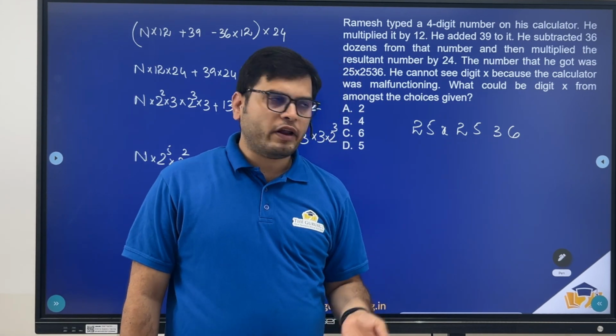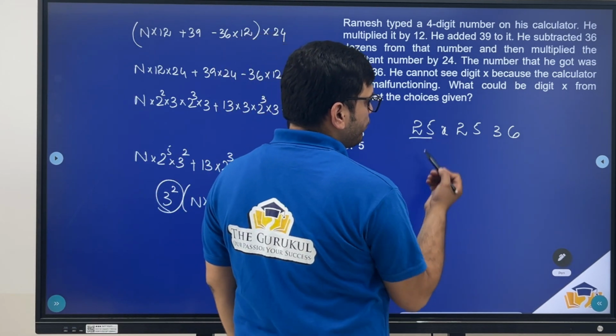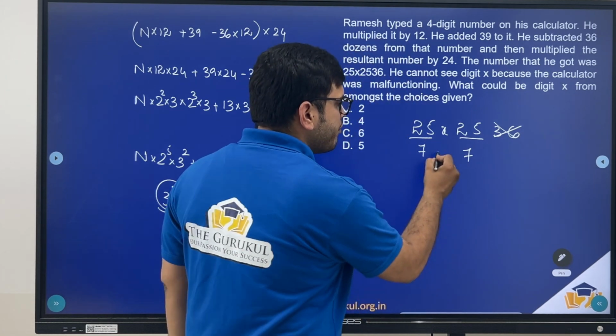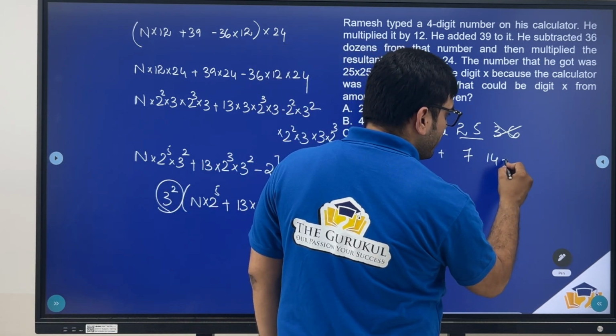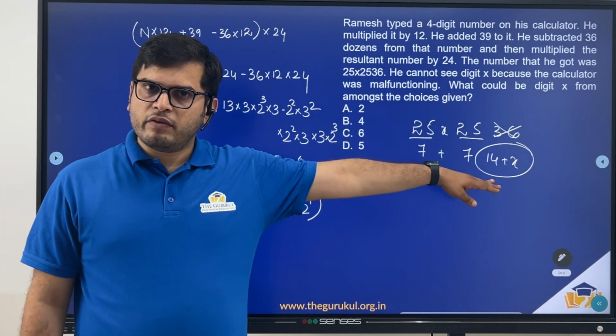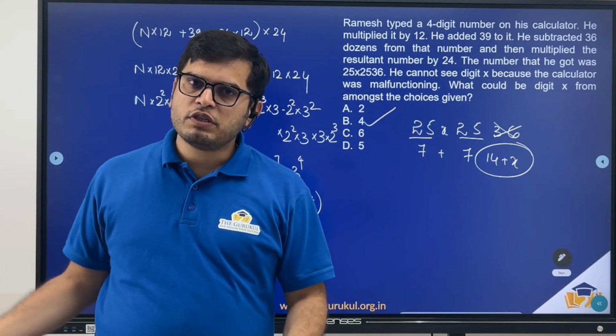What is the divisibility rule of 9? Sum of all the digits should be a multiple of 9. Now 2 plus 5, 7, 2 plus 5, 7, 3 plus 6, 9, you can ignore. 7 plus 7, 14. So 14 plus x should be a multiple of 9. So what should be the value of x? The value of x has to be 4 only. So the answer for this question should be option B.